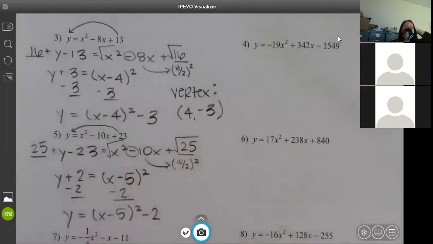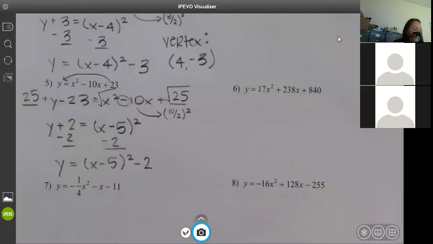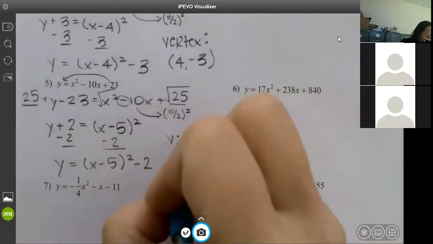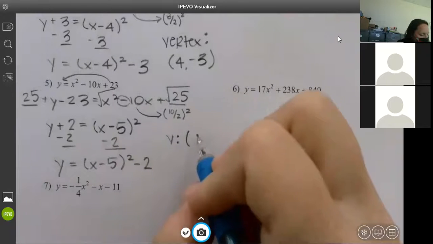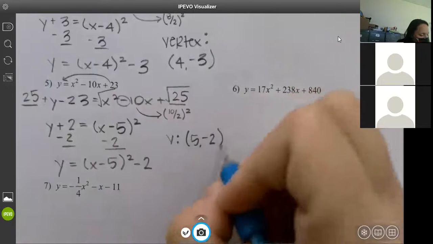What is your vertex and what is your transformation? Right 5, down 2. So what's your vertex? 5, negative 2. Perfect. That's it.